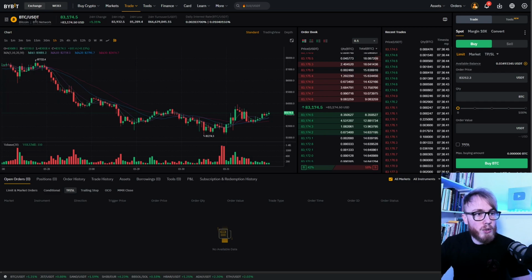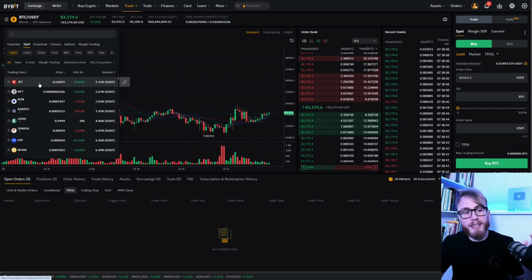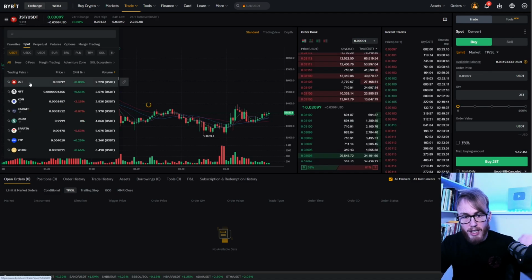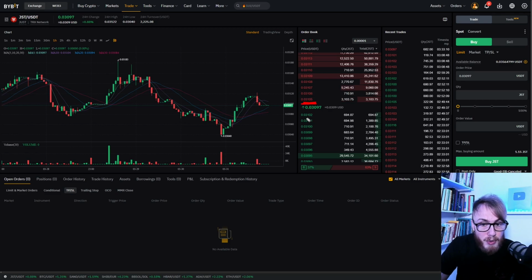But let's actually choose a much smaller market here. Let's filter on volume, but filter on the least volume traded. So let's choose a very small altcoin. What we can hopefully see is that the spread will be much larger and the market will move much slower. You can see the spread here is the difference between the sell side and the buy side. In this case, even though we have a small altcoin, the spread is currently relatively tight.